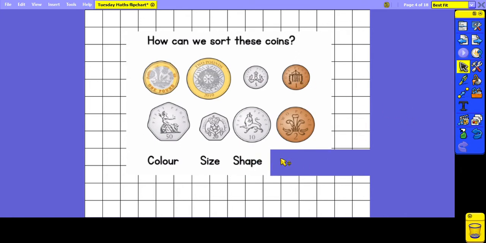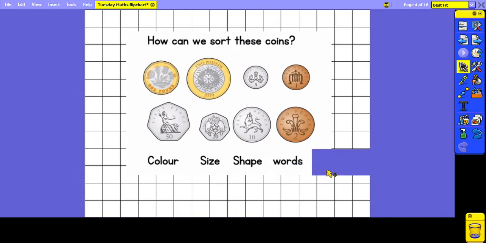We could also sort them by their shape. Some of the coins are circular and only have one side, whereas others, like the 20 pence and the 5 pence, have got more than one side, and they have both got 7 sides, so they could go in a group together. And the £1 has got many sides, so that could go in a group of its own.